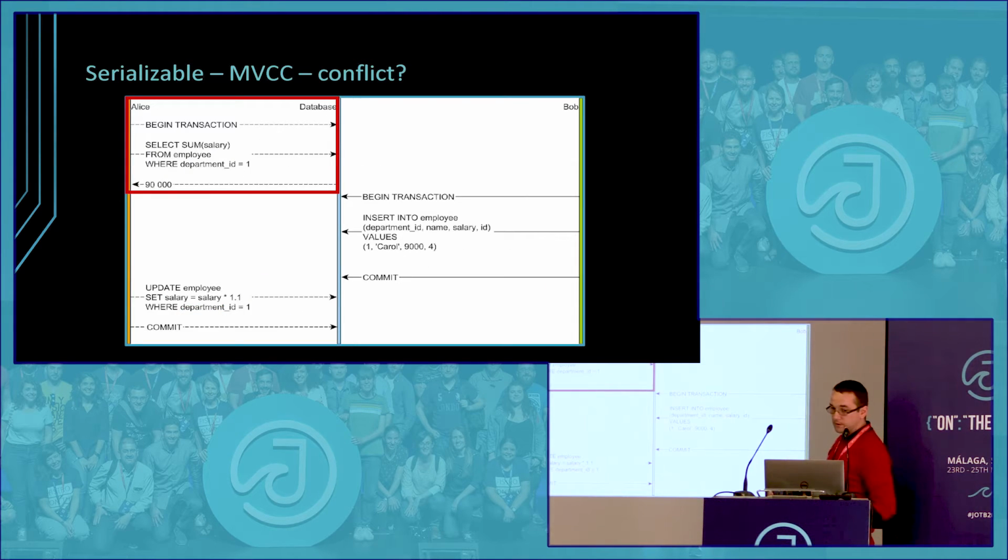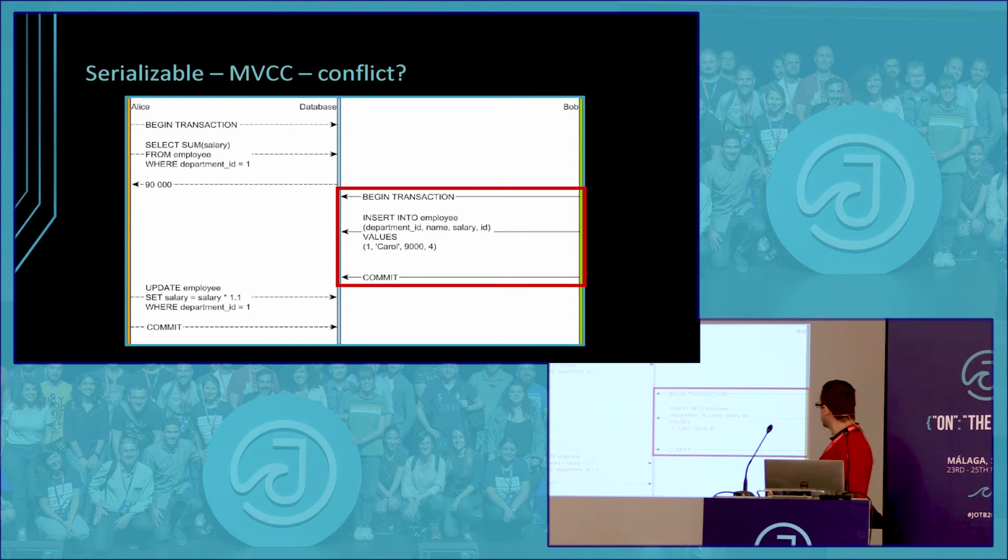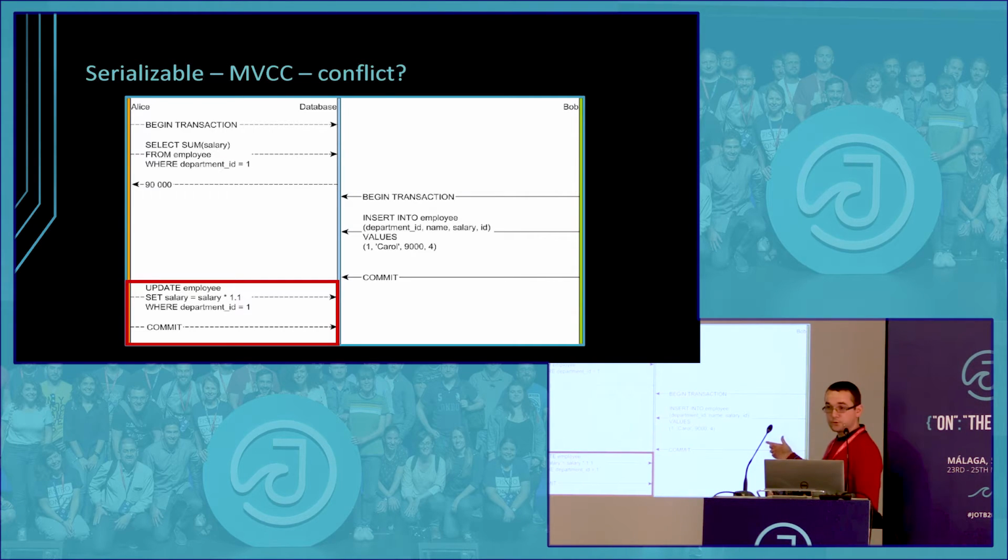However, I'm giving you this example here, also in MVCC. You do the select, you read that you have 90,000 in your department, and then Bob comes, he hires directly, and then when you come and you do the update, both will work. Do you think this breaks serializability or not? Is this a bug or not? Or is it okay?